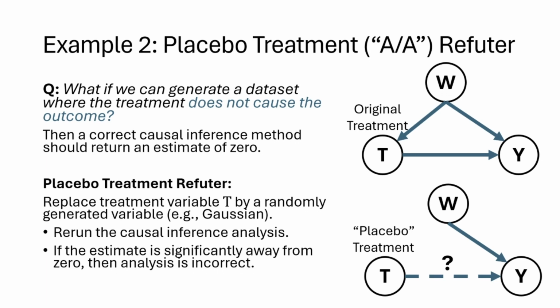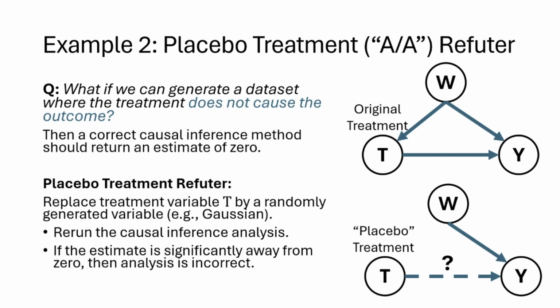Another one is called placebo treatment refuter. What it means is, I think you're familiar with AA tests. It's doing exactly the same thing. So suppose you had this original graph, you had some original treatment, you got some effect, 100, right? You got $100, whatever.